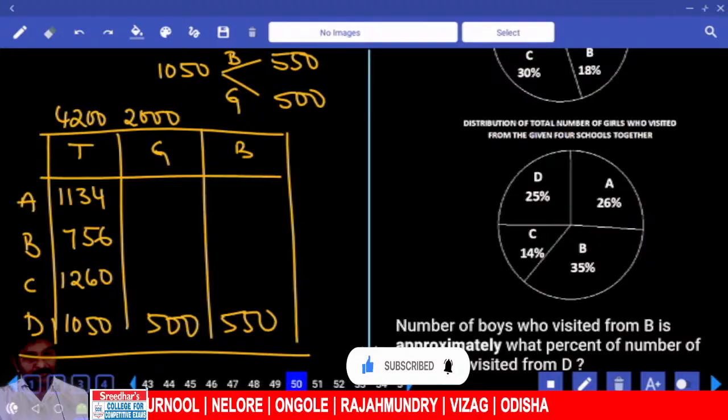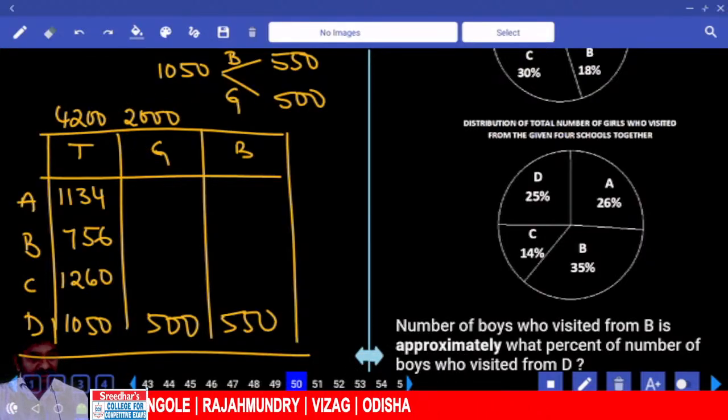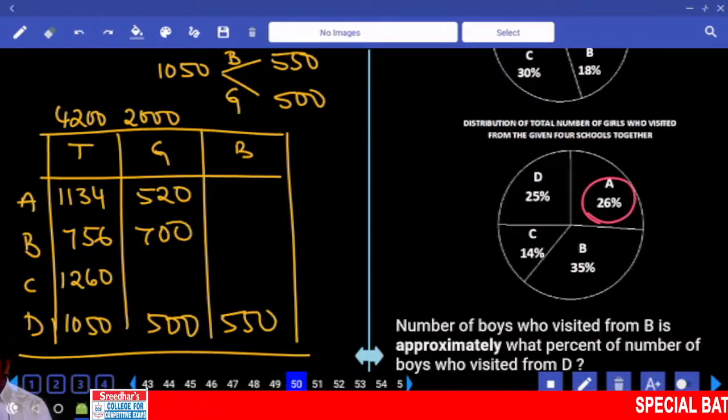Next. What is 1% of girls? 20. Double and then a 0. Double. 52. 0. 35 double. 70. 0. 14 double. 28. 0.